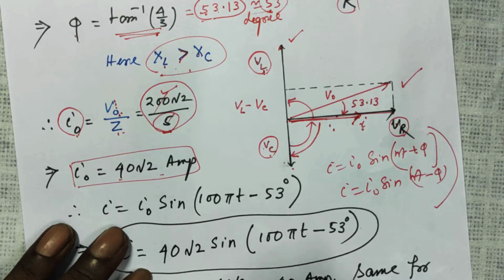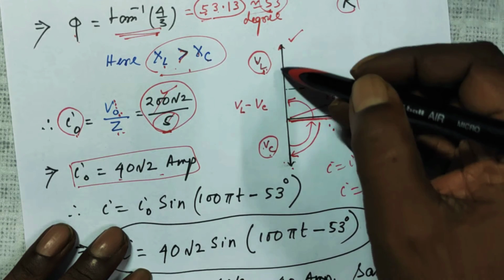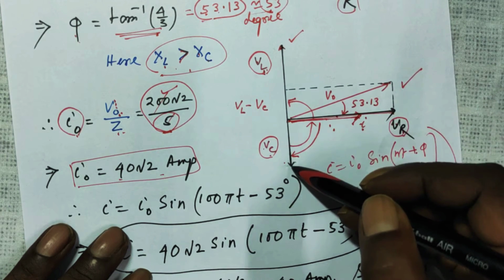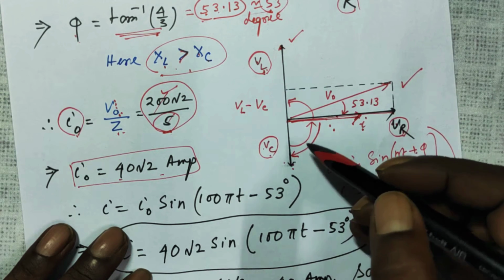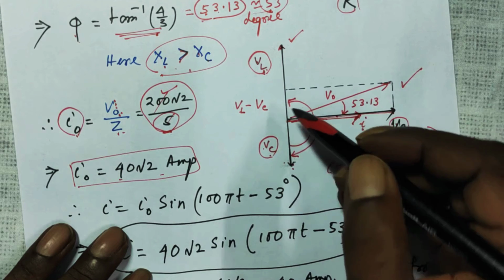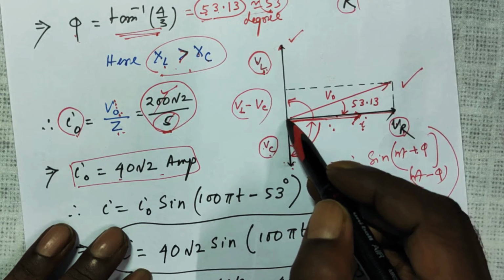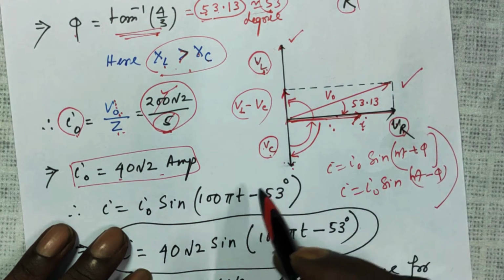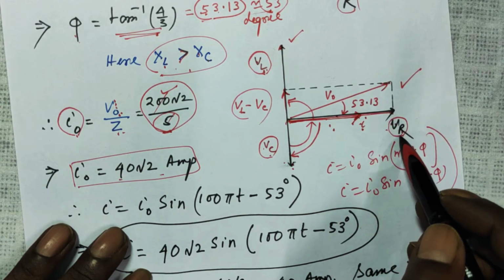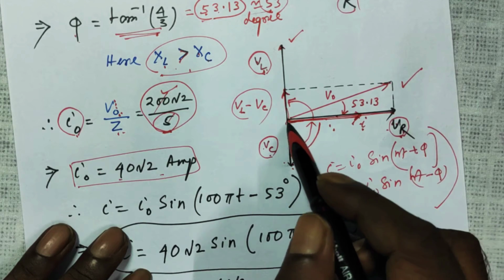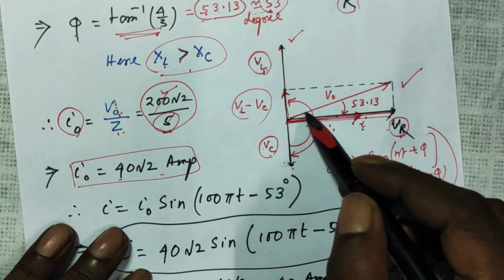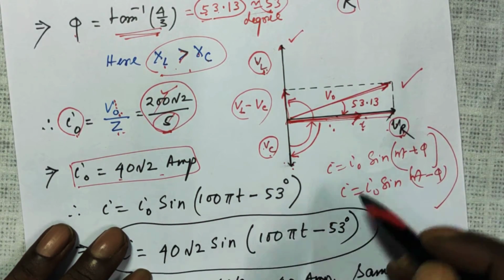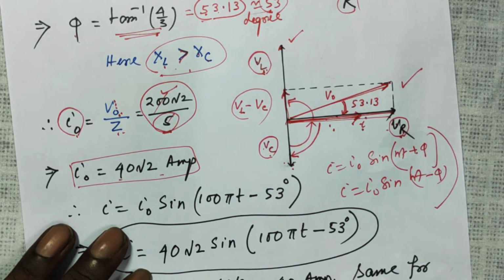So VL minus VC will be to this side, that is from here to here. From here to here is VL minus VC, and from here to here is VR. So the resultant of this and this, using parallelogram law, will be this one. So this is your angle.